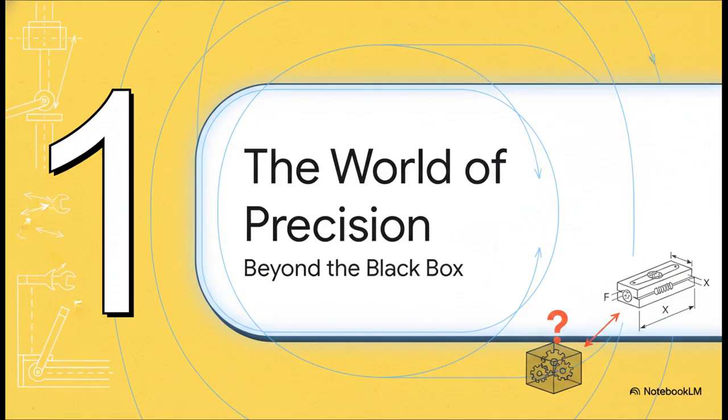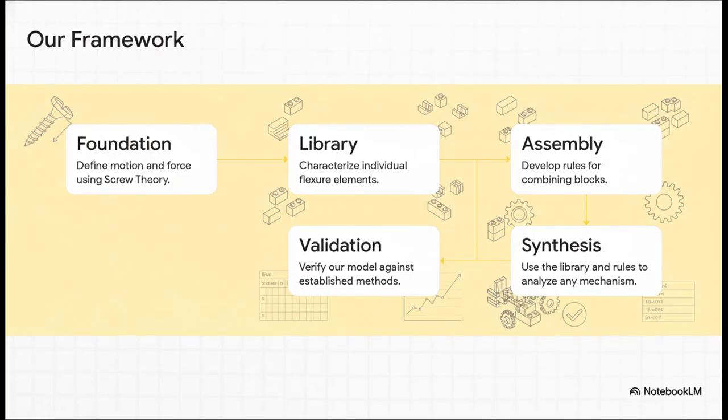All right, Section 1, the world of precision. So what's the real challenge here? It's all about mapping the relationship between a force you push on something with and how that thing twists, bends, and moves. The goal is a model that doesn't just spit out a number at the end, but actually shows us why it's happening.